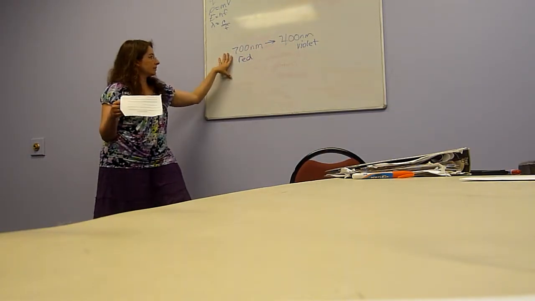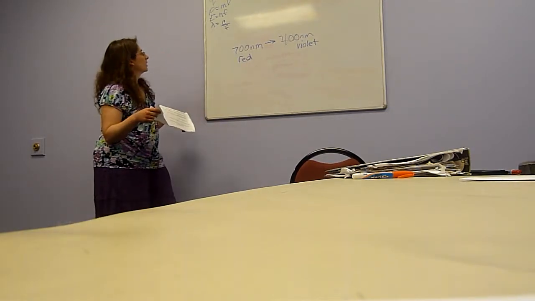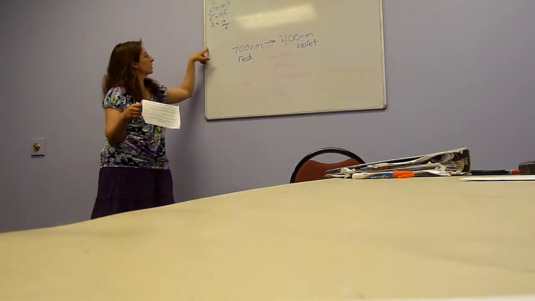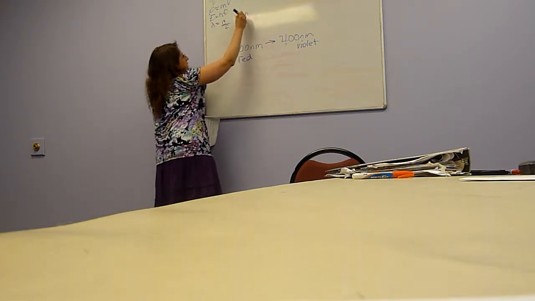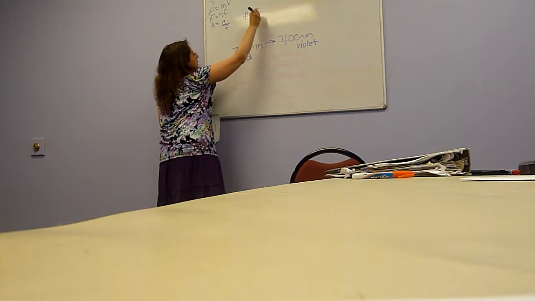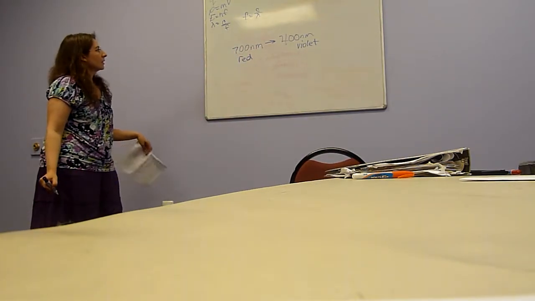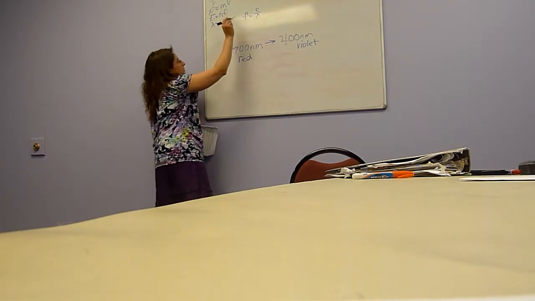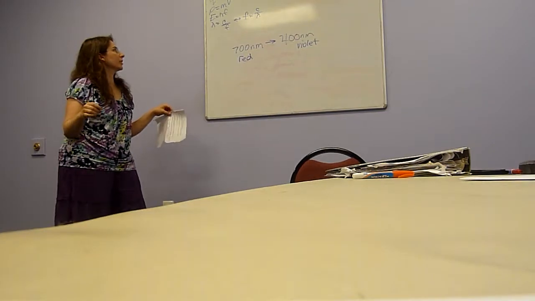Isn't that the wrong formula? Isn't F equals C over wavelength, not wavelength equals C over F? Well, if I rearranged it, it would be this. So it's exactly the same. It's just an algebra thing. These two are the same formula. It doesn't matter. You just solve for whatever you're solving for.